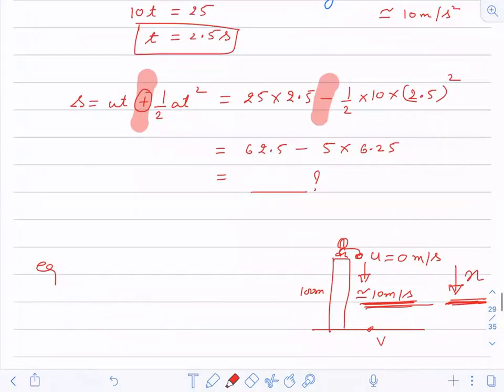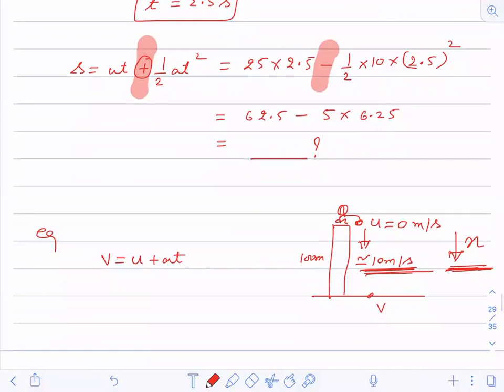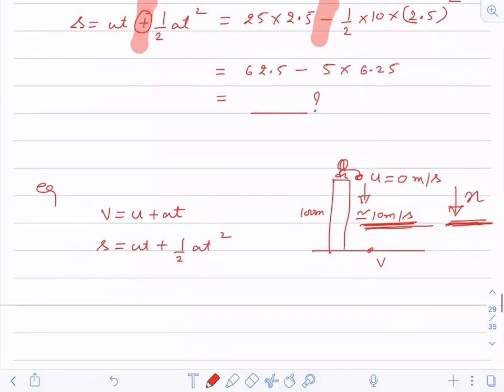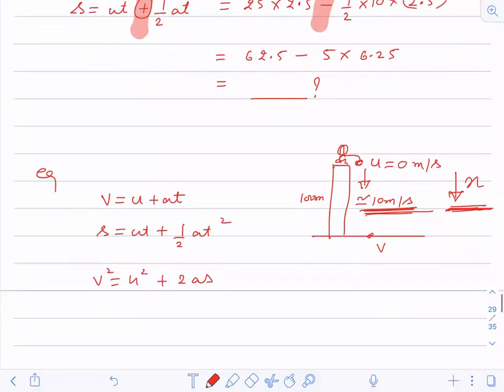So just see here, final velocity is V equals U plus AT. Next is S equals UT plus half AT square. And the final is V square equals U square plus 2AS. Now just see this third equation. I can use this third equation because just see here.